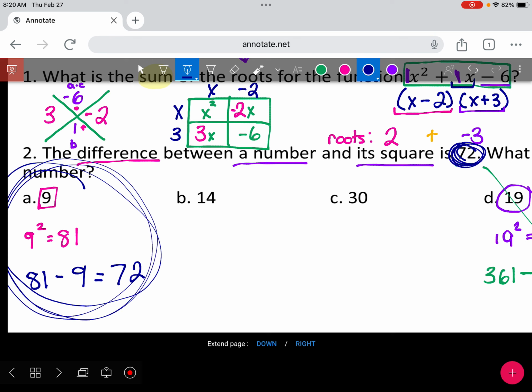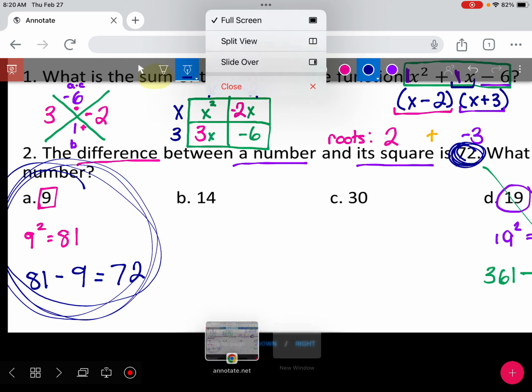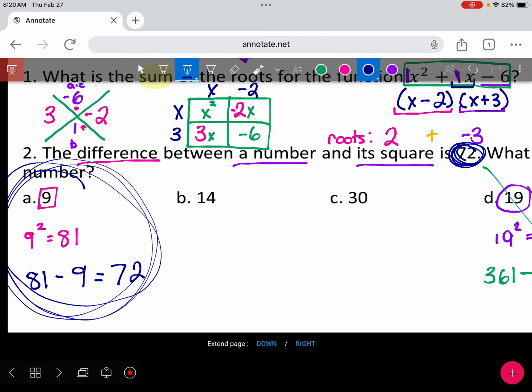So when they give you a list of options, you can absolutely write yourself an equation where I take a number and find the difference between it and its square to be equal to 72. You can write an equation. We could solve that. Set it equal to 0. Try and factor it.